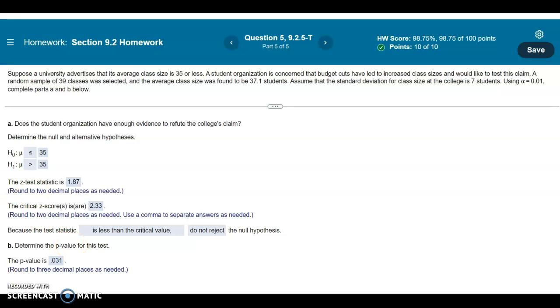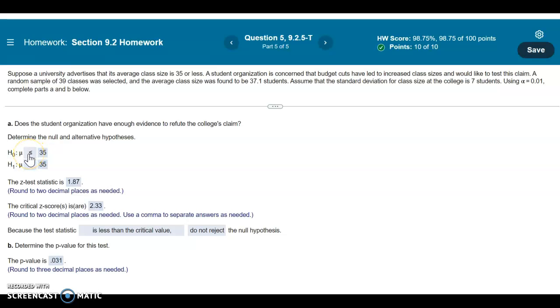Okay, starting here, we are going to set up our hypothesis. And remember, your null, which is H0, it always will have the equal portion in it. So it'll either be less than or equal to, greater than or equal to, or equal to. So here it says, suppose a university advertises that its average class is 35 or less. So 35 or less means it can be less than or equal to 35. So that is our null.